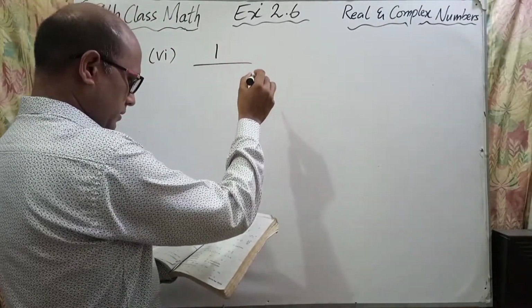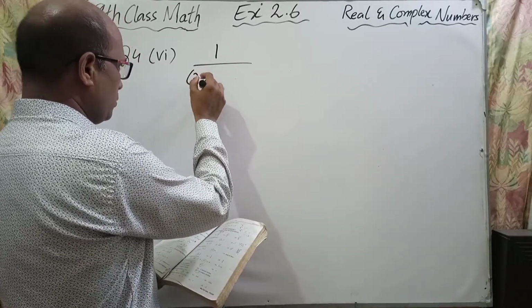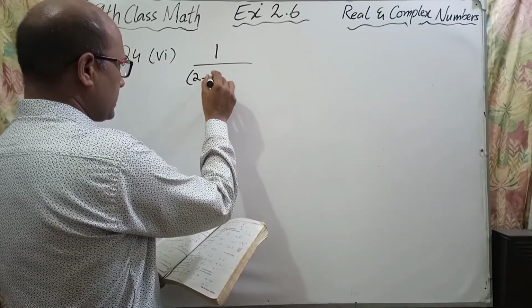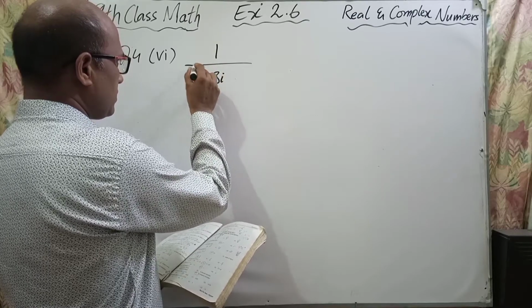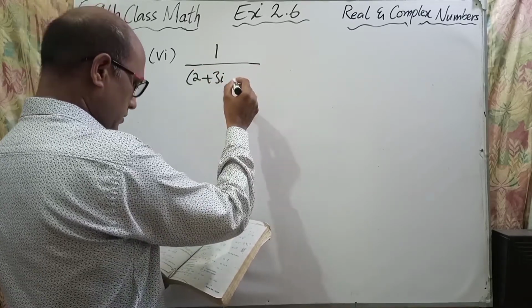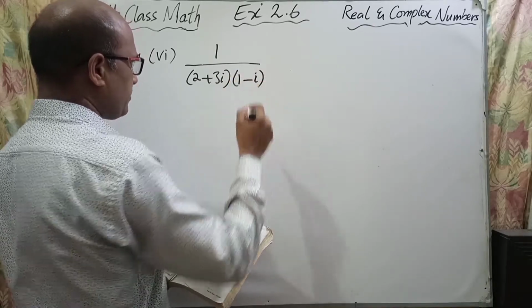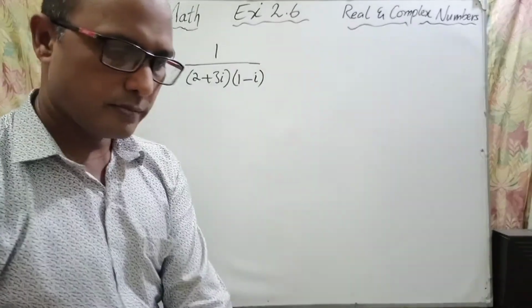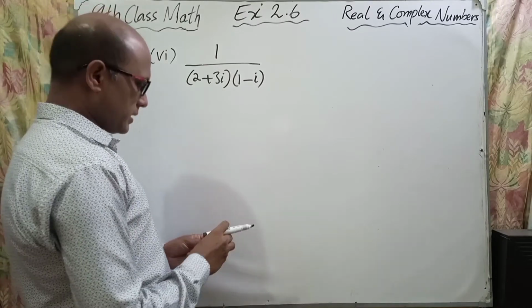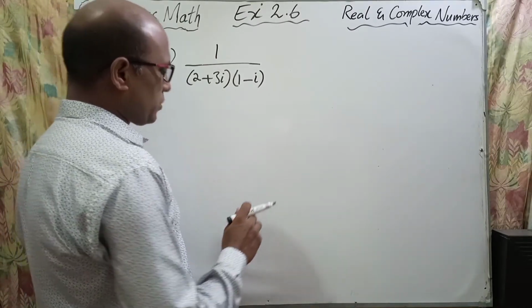1 divided by 2 plus 3 iota into 1 minus iota. So students, let's see how to solve it.